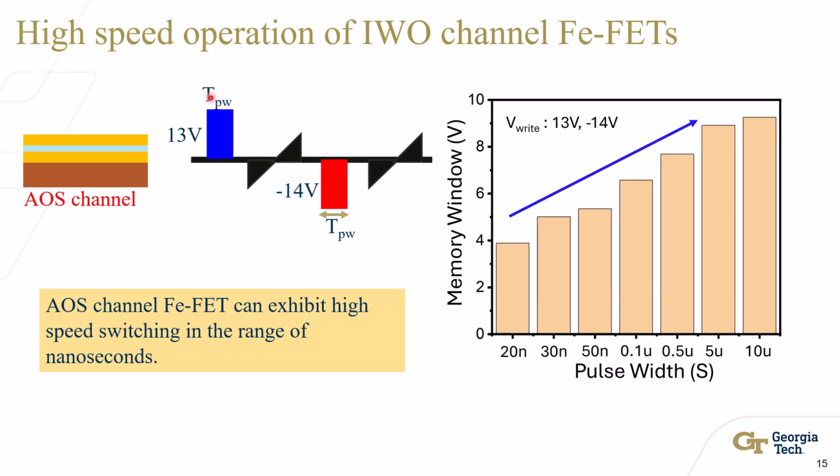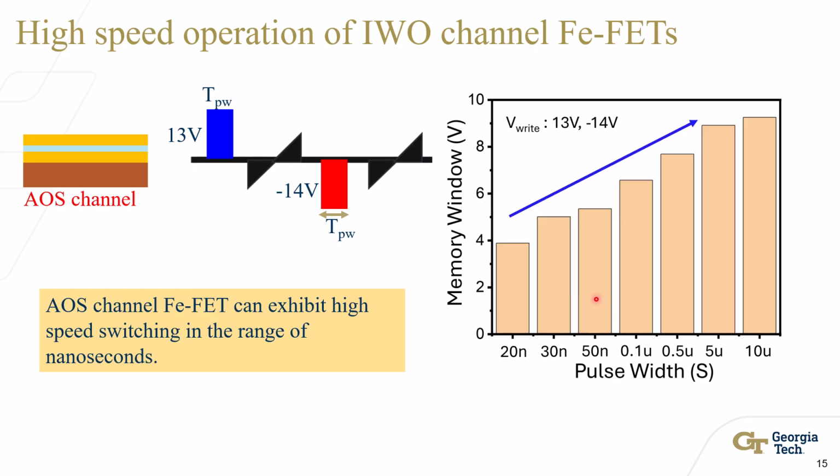I would also like to mention the high speed operation of IWO channel FEFETs. Typically in the conventional charge trap flash NAND, the program speed is approximately 10 microseconds. So what we try to see here is whether we can achieve a write speed of lower than 10 microseconds in IWO channel FEFETs. We keep the program amplitude constant at 13 volt and -14 volt, and we change the pulse width from 20 nanoseconds to 10 microseconds.